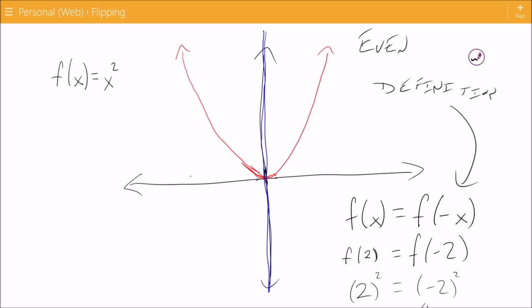Whatever I plug in for a value at positive x, it will give me, so like right here, pardon my drawing because it's not perfect, but the point is that I will have the same value here at negative x. Alright, the same y value, that same output. That's it. That's an even function.